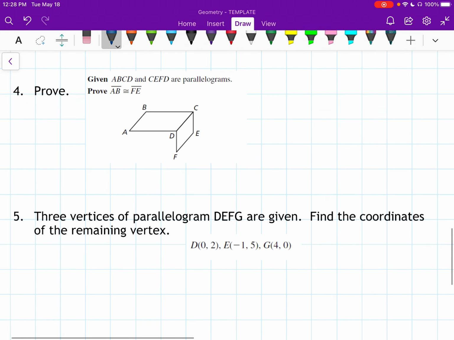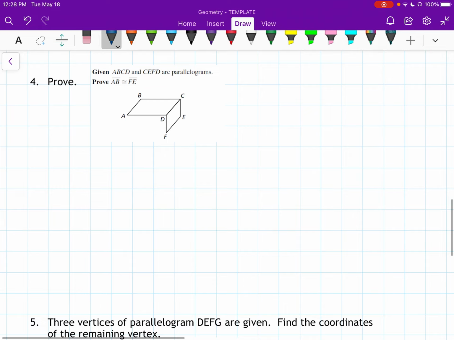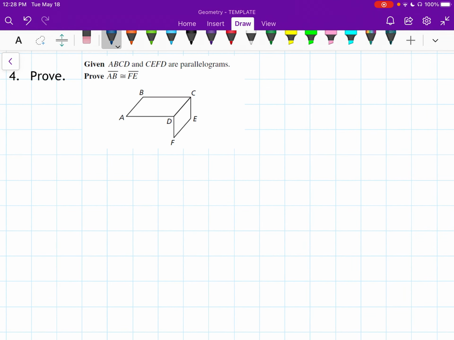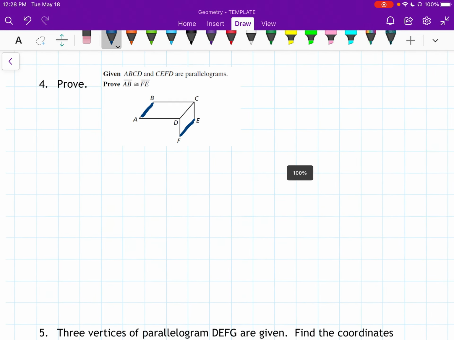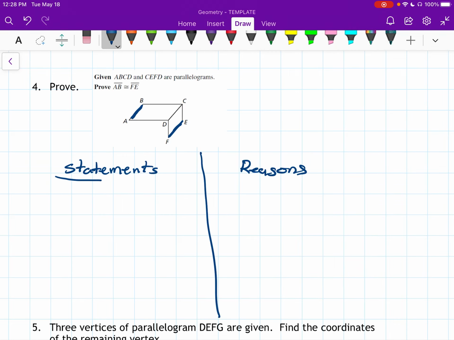All right, next up, we have a proof. And this is a new thing for us in this chapter. It's telling us that given ABCD and CEFD are parallelograms, we're supposed to prove that AB, that's here, is congruent to FE, that's here. Now for this proof, I'm going to use a table proof, a statements and reasons chart. Statements and reasons, right?